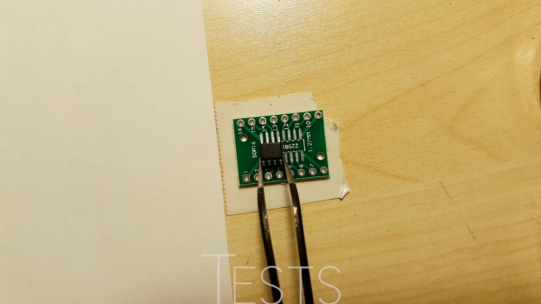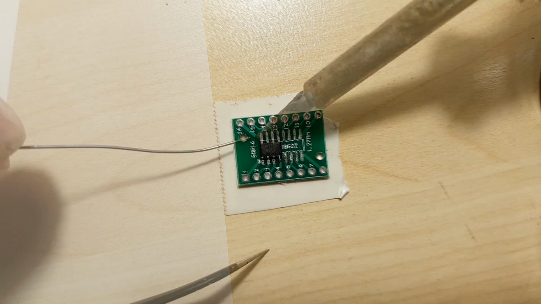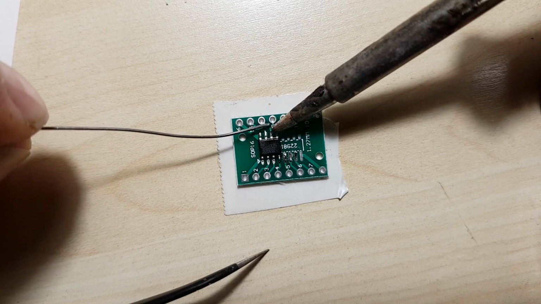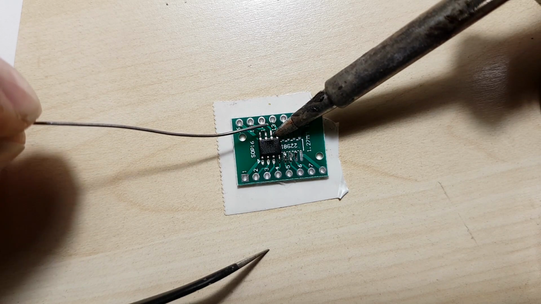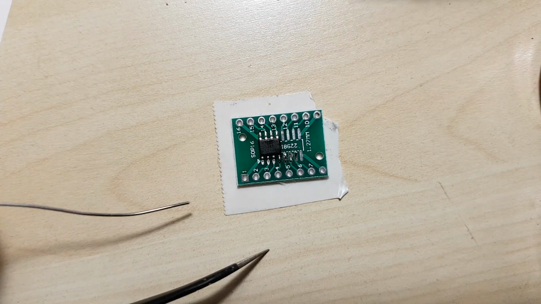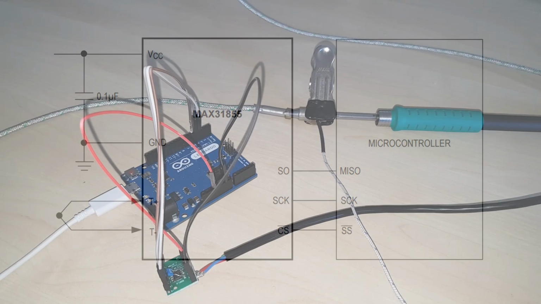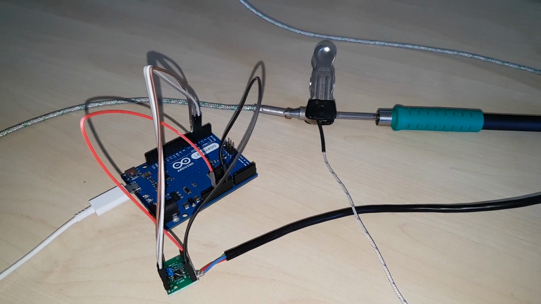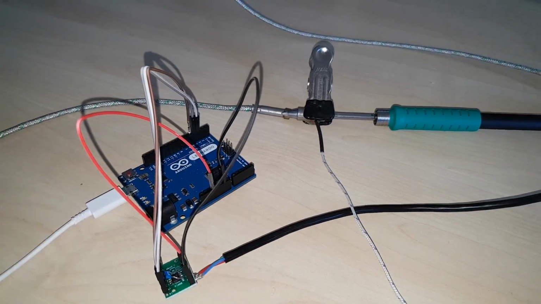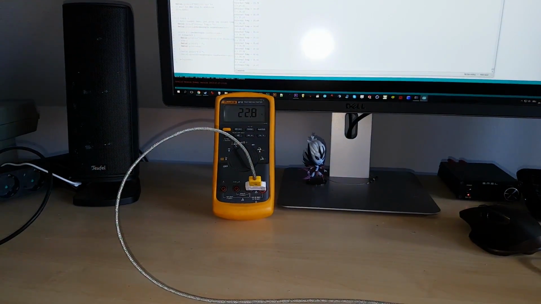Let's get started with a couple of tests. If possible, I'd like to use an integrated MAX31855 cold junction compensated thermocouple to digital converter. It has everything built in, and it delivers the temperature ready to use over the SPI bus. I'll hook it up between an Arduino and the soldering iron, and I use my most trustworthy thermocouples as references.